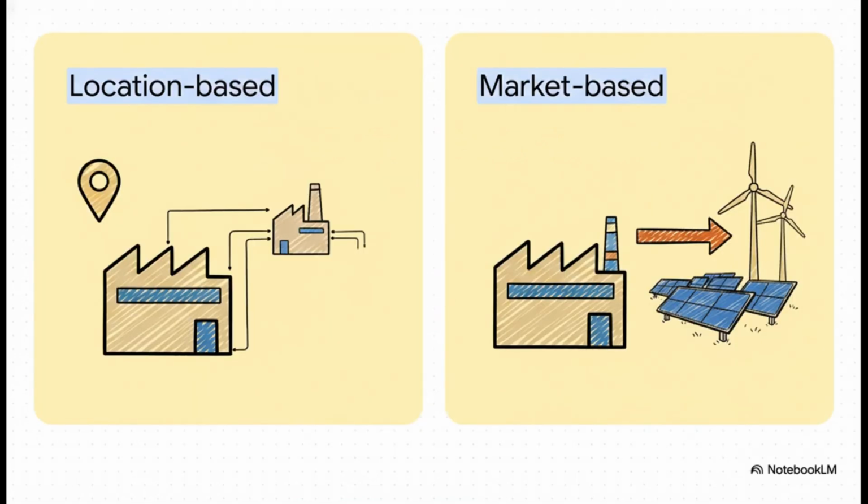And sandwiched right in the middle is Scope 2. This is all about the electricity a company buys. And as you can see, there are actually two different ways to count it. The location-based method is simple. It just uses the average emissions from the local power grid. But the market-based method is way more interesting. It actually reflects the choices a company makes, like if they're actively buying power from a wind farm. It's a really important distinction.